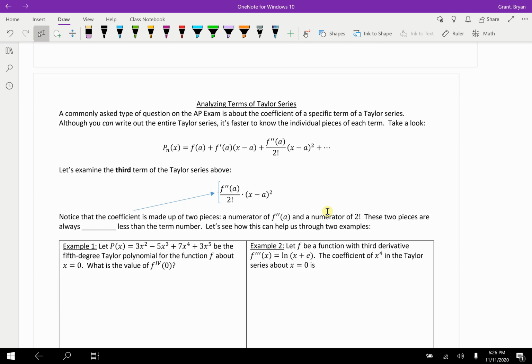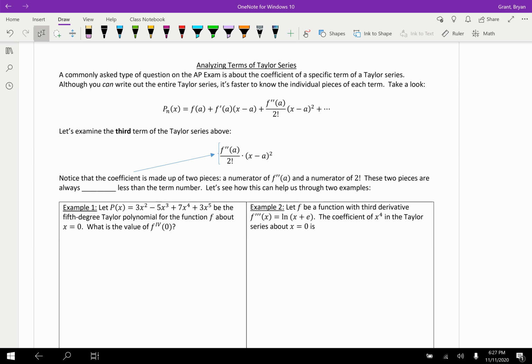Although you can write out the entire Taylor series, it's generally faster to know that pattern, especially this pattern right here. So if they ask you about a degree of 2, then you just need to write out what the term with a degree of 2 looks like, and you'll be well on your way. For example, let's examine the third term of the Taylor series, where we have our first term, second term, third term. That is a little tricky, because it's the third term, but it's a degree of 2, because technically our first term is a degree of 0.